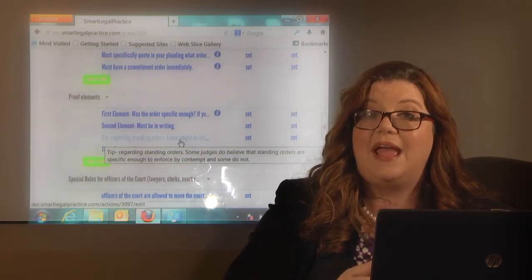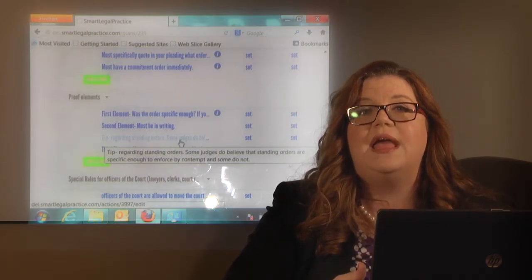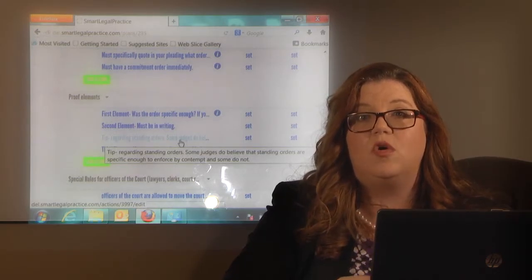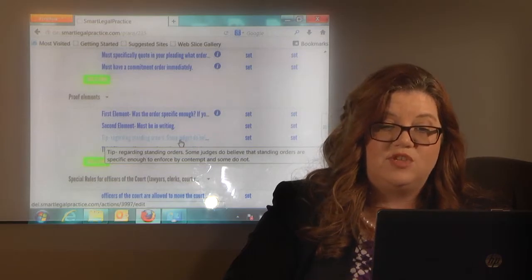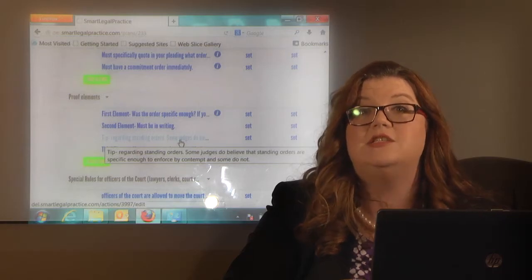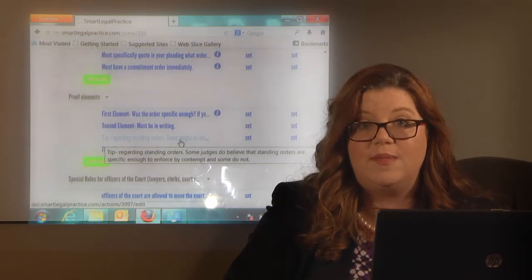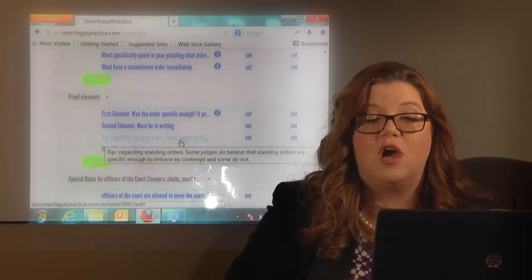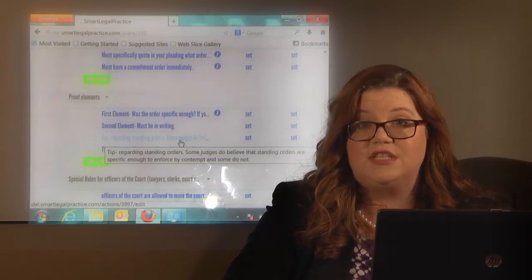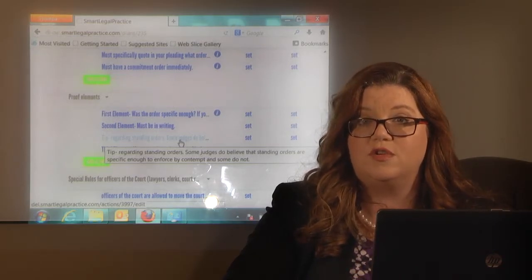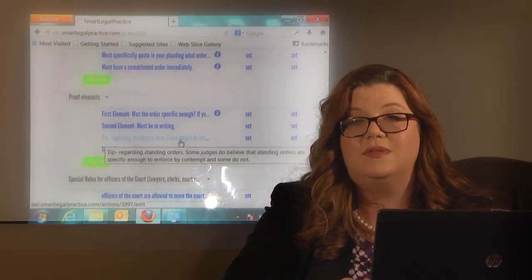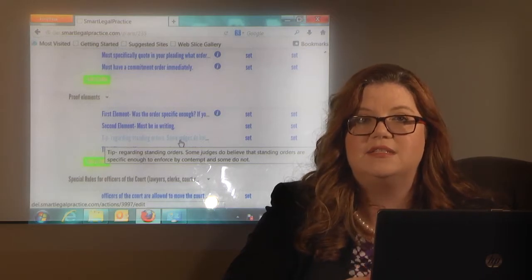Okay, so a tip. We have standing orders in many counties, as you know, and there's a debate of whether or not that standing order is adequate to hold them in contempt. We have some judges who believe the standing orders are specific enough and some who do not. So it's going to be specific by judge. You certainly can make the argument, but just be aware some believe it is not contemptible. The reason for that is the standing order is very specific that the party should or should not do certain things. But of course, it doesn't have your client's name in it because when they drafted the standing order, it applies to every case.